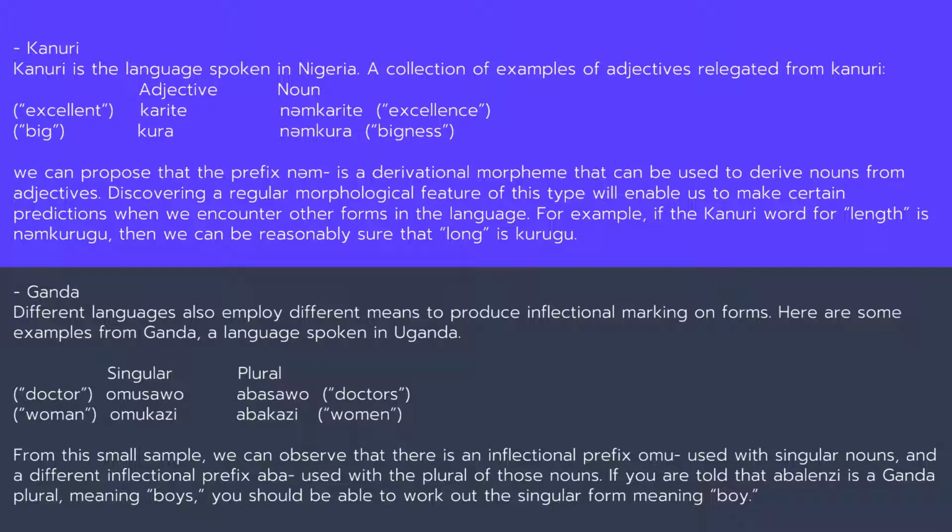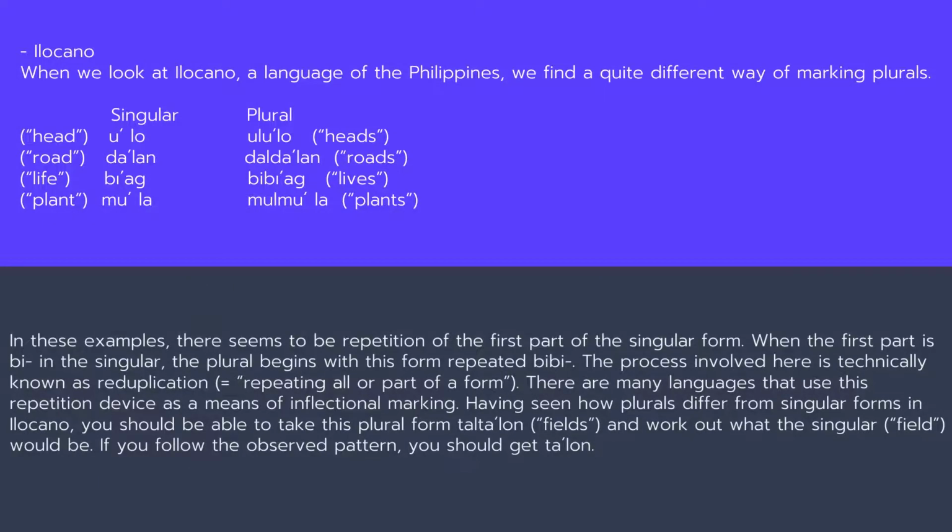Ganda. Different languages also employ different means to produce inflectional marking on forms. Here are some examples from Ganda, a language spoken in Uganda. From this small sample, we can observe that there is an inflectional prefix only used with singular nouns, and a different inflectional prefix used with the plural of those nouns. If you are told that abalenzi is a Ganda plural meaning boys, you should be able to work out the singular form meaning boy.